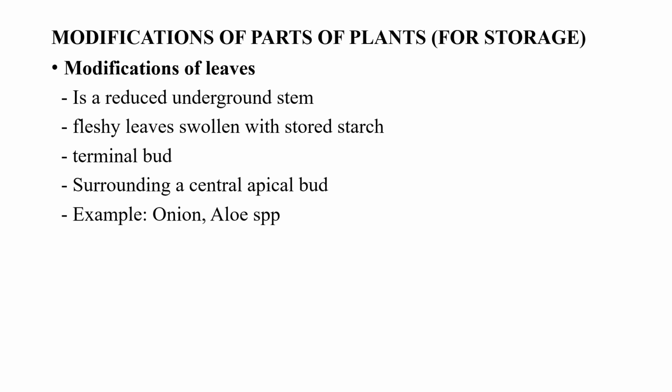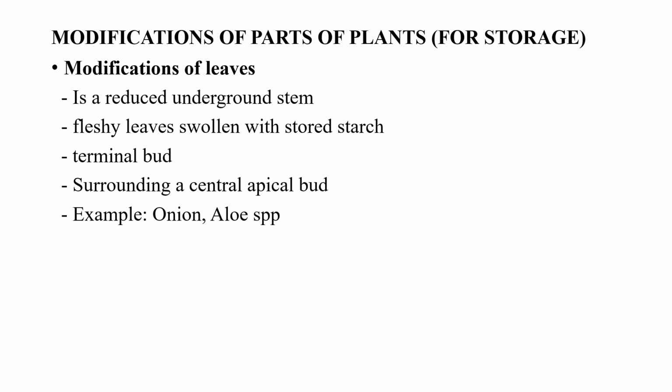We have different modifications of different parts of the body of plants. We're going to look at how we have modifications of leaves in some plants. We have modifications of stems. We have also modification of roots. So we're going to look at modifications of leaves, but specifically for storage. That is how leaves have been modified to store food.